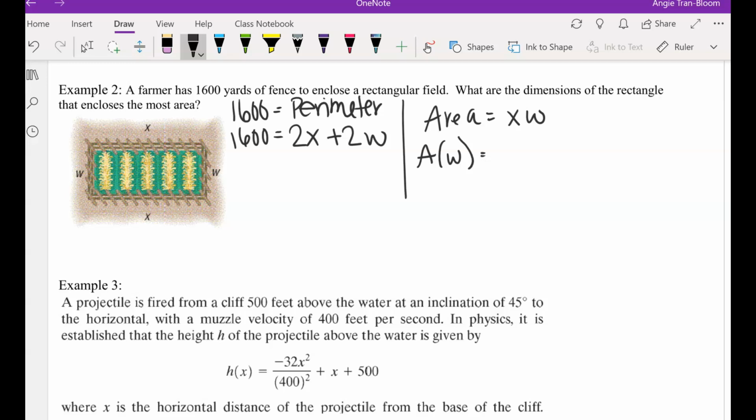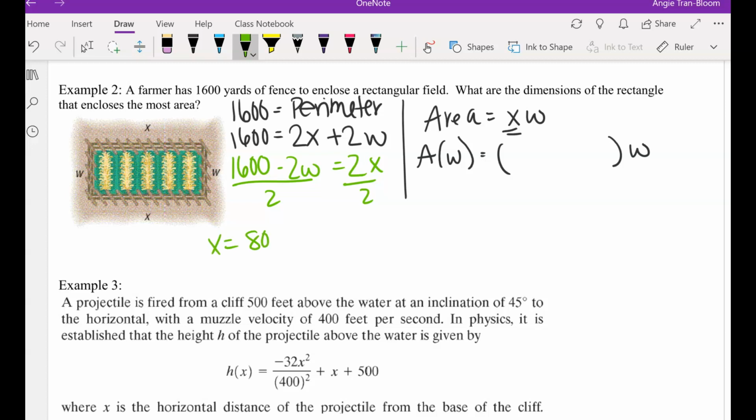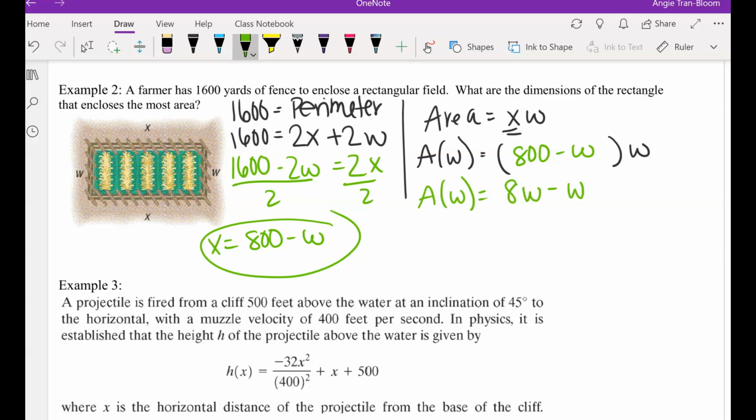I need you to put the homework away, please. So that means you have to get rid of X. How do you get rid of X? Go back to the perimeter and solve for X, because I need to fill in X. First I will move the two W's over. Divide each and every term by 2. X comes out to be 800 minus W. Plug it in. Distribution or no distribution? Will I accept both? Yes, I will. If you love distribution so much, I will take it. That's the area.